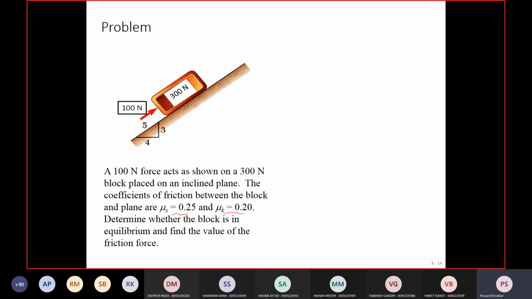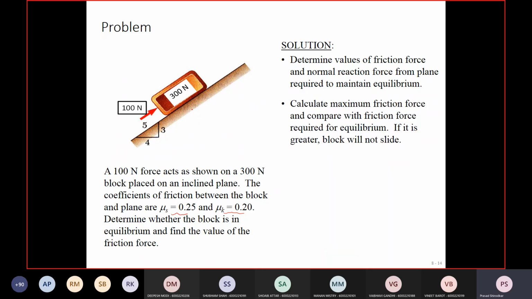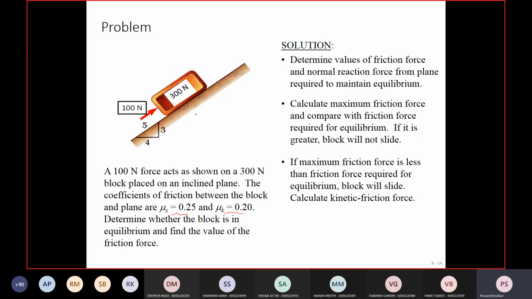So what will be the steps? Determine the values of frictional force and normal reaction from the plane required to maintain equilibrium. Then calculate the maximum frictional force and compare it with the frictional force required for equilibrium. If the maximum frictional force is less than the friction force required for equilibrium, the block will slide, and then calculate the kinetic force. First case, the block will not slide; second case, the block will slide. If the frictional force is less than the resistance, then the block will not slide. If it is greater, then the block will slide.